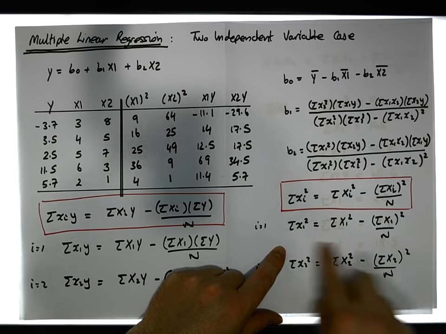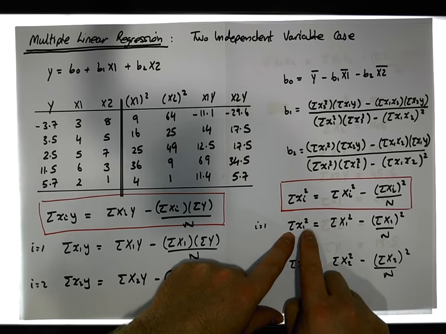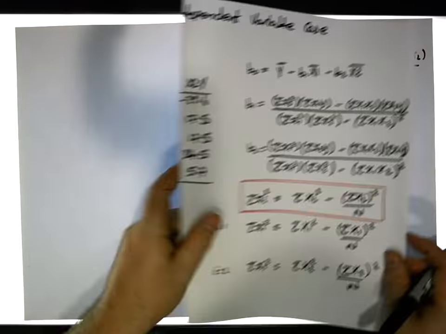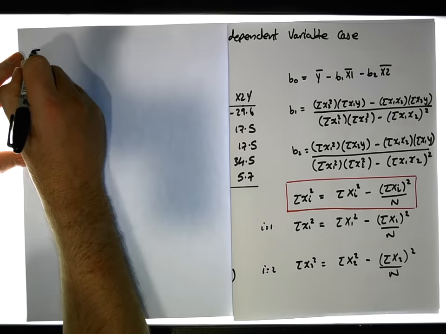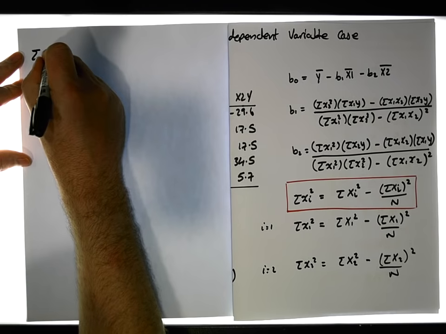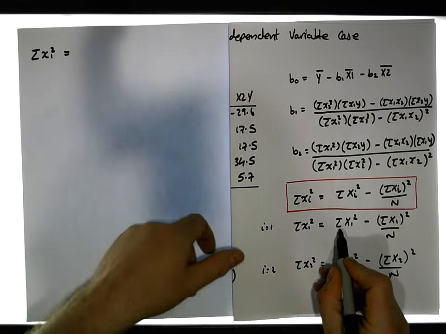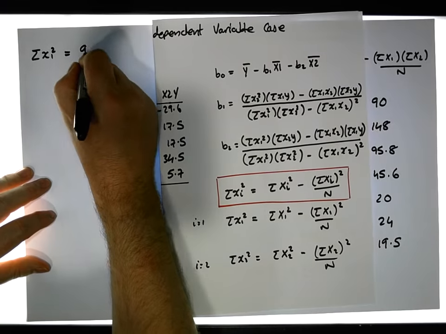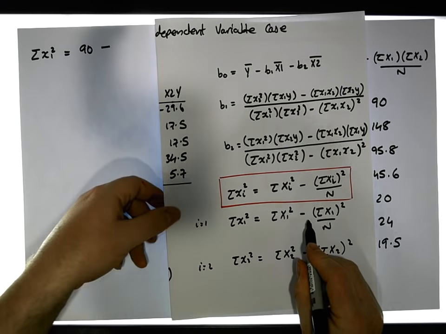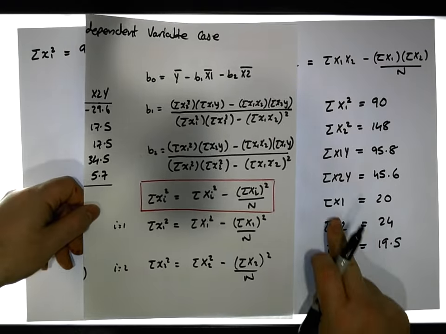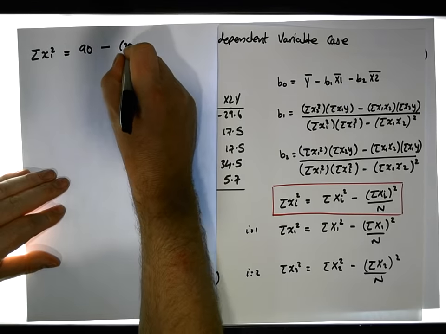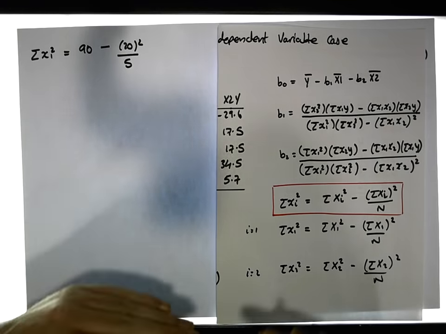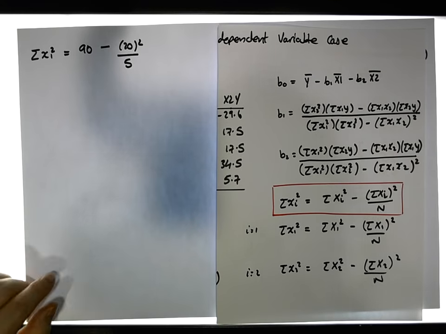So I'm going to do this calculation here, which is the sum of the small x1 squareds, first of all, which is simply equal to this sum here. So the sum of the small x1 squareds is equal to the sum of the x1 squareds, which is 90, minus the sum of the x1 values, which is 20, squared, divided by n, the number of pairings of observations, and we have five sets of observations. So that's the first value.